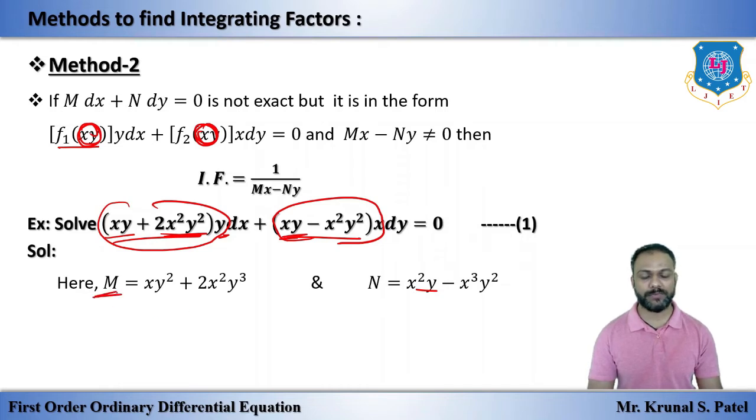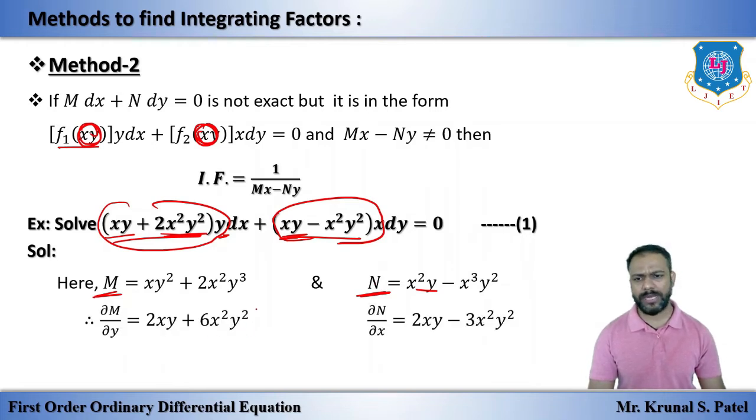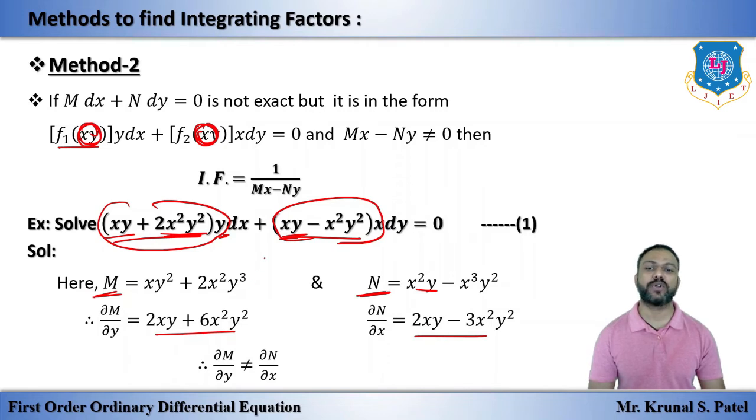Now differentiate m partially with respect to y, and differentiate n partially with respect to x. We know the differentiation, so I'm not going to spend more time or effort, because you should know the partial derivative, already studied in the first semester. And now you can check these both are not equal. That means the given differential equation is not exact.